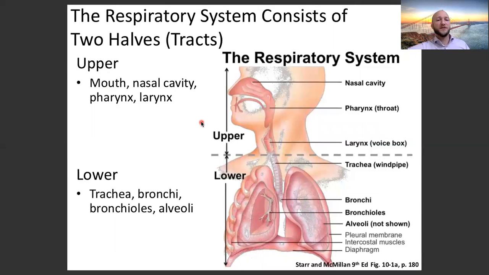So the respiratory system consists of two halves, or tracts. Now you've probably heard these terms used before: upper respiratory tract, lower respiratory tract.